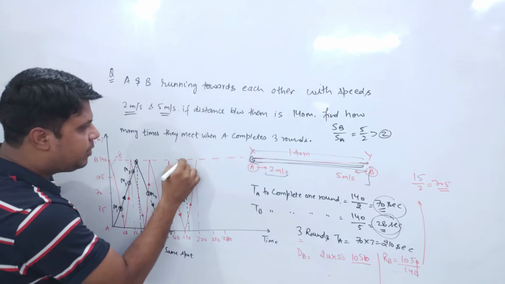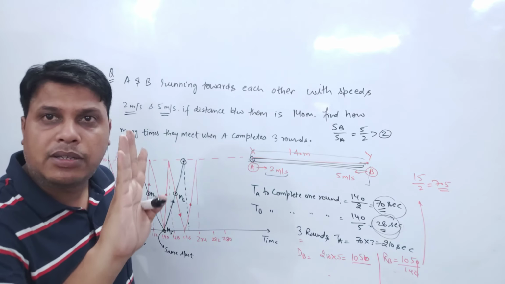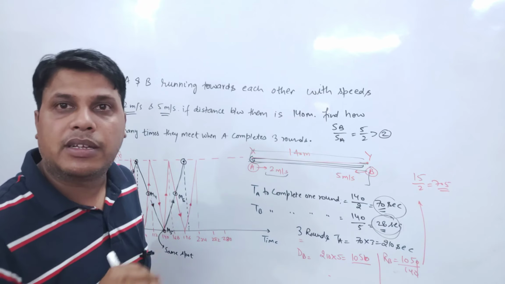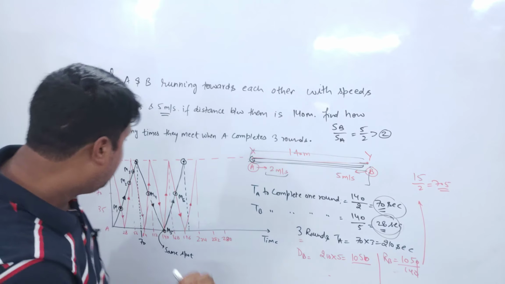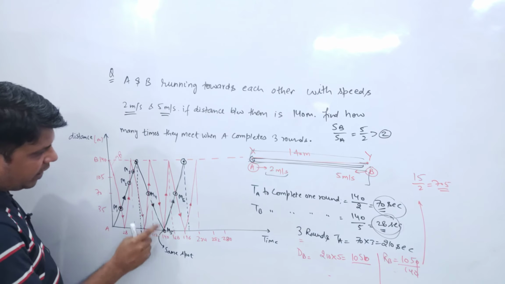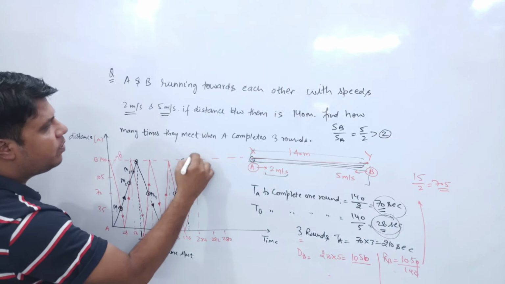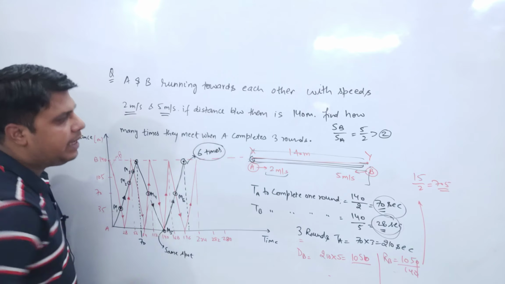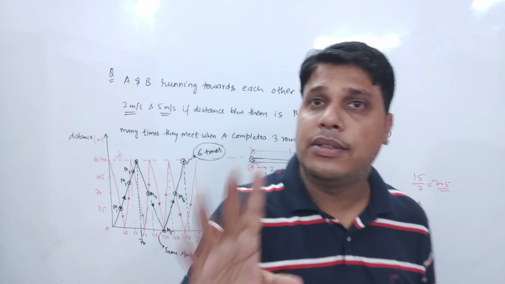Now the race has been completed because A has completed 3 rounds, so we are not actually interested in calculating the number of points any more. So how many meeting points did we get? 1, 2, 3, 4, 5, 6. So my answer would be they have met 6 times when A has completed 3 rounds.